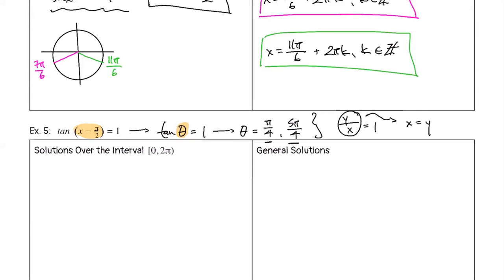If that's not clear, I would definitely stop by office hours, because I'm happy to explain that tangent part a little bit more. Why does theta equal x minus pi over 2? Because when I think about the way I answered this question, I said tangent of some angle equals 1. But the angle is x minus pi over 2.